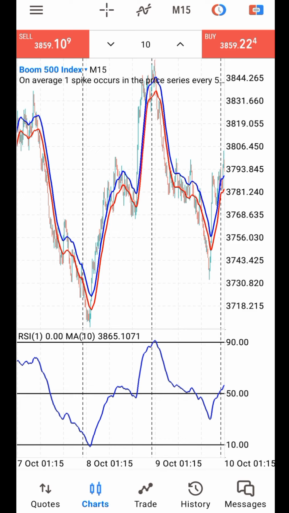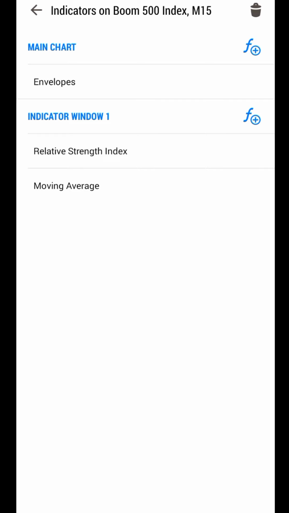So if you have been finding a way to stay long in boom and crash markets, then this strategy is for you. So how do you apply this strategy and how do you trade with it? First of all, let's add those indicators to our charts so that we can follow along when I'm explaining. The first indicator is the envelope.